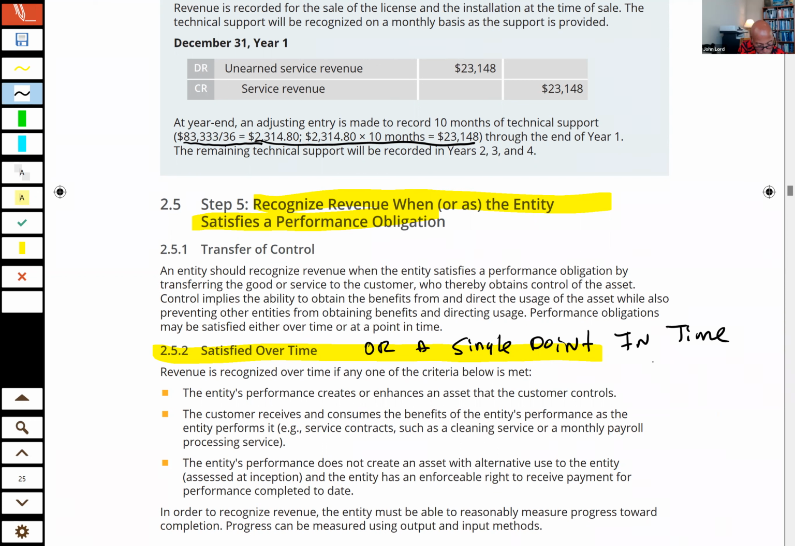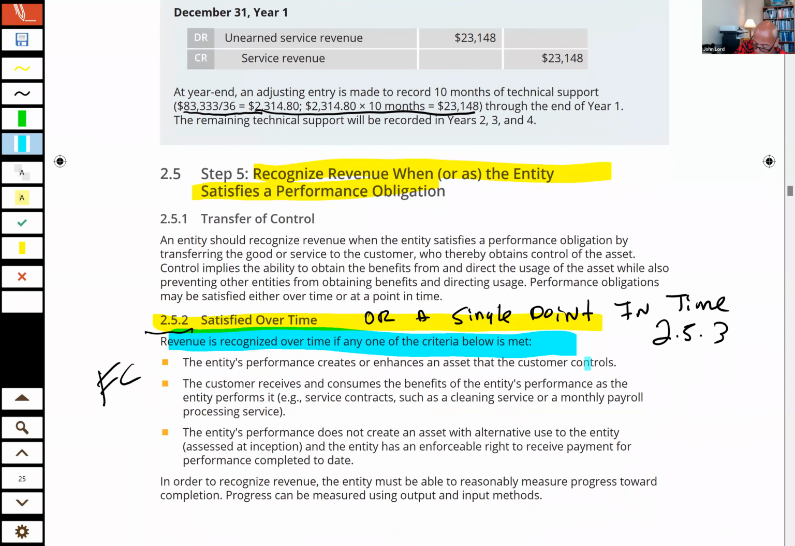Single point in time, guys, is going to be at 2.5.3. Okay, here at 2.5.2, satisfied over time. So what would cause us to recognize revenue over time? Let's just flashcard these criteria for recognizing revenue over time. And notice, guys, it's when any one of these criteria are met. When you see something like that, they're saying, here's the criteria, and if any one is met, that's when you do X, Y, or Z.